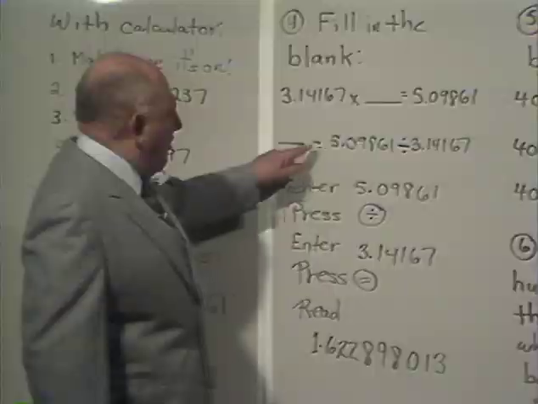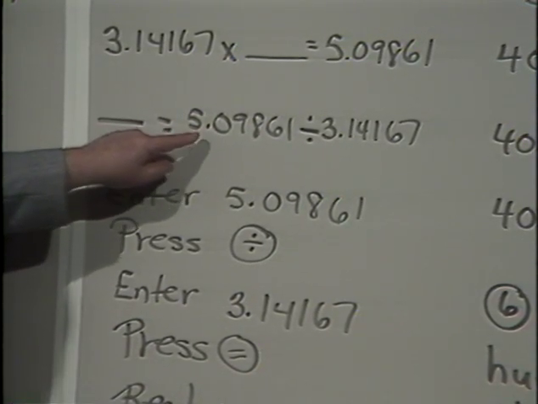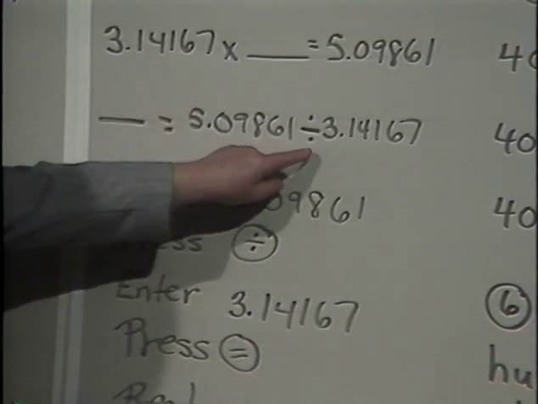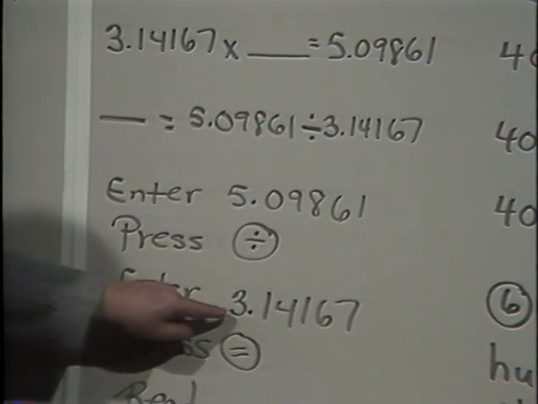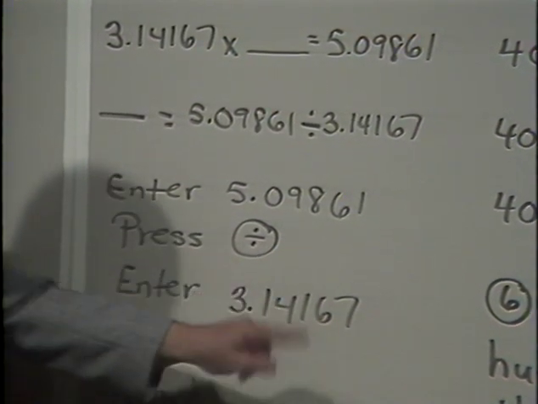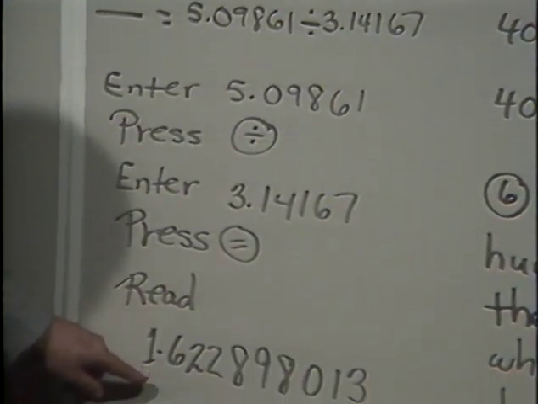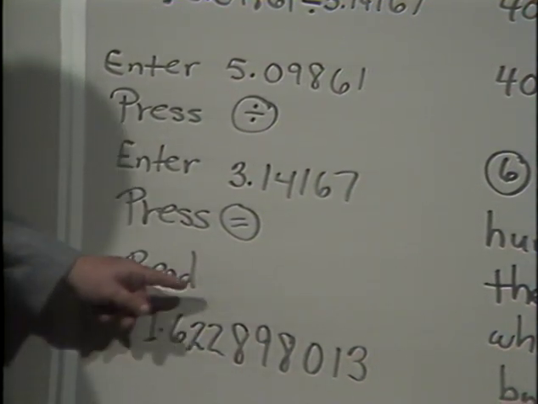The point is, if we write the problem this way, how do we handle it on the calculator? We enter 5.09861. Now, instead of pressing the times key, we press the division key. Then we enter the 3.14167. Then we press the equal sign, and we read the answer, 1.622898013.